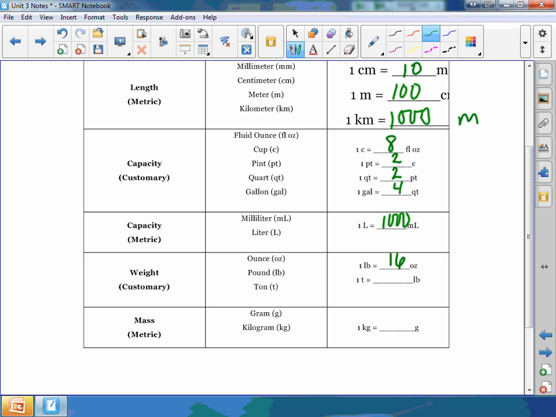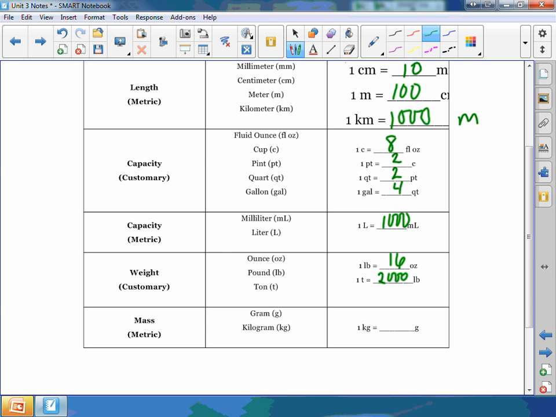T stands for ton. A ton. How many pounds? Do you know, Kate? 2,000, yes. So when you're walking around carrying a backpack and you're like, man, this thing weighs a ton. No, it doesn't. All right. That's a lot of weight.